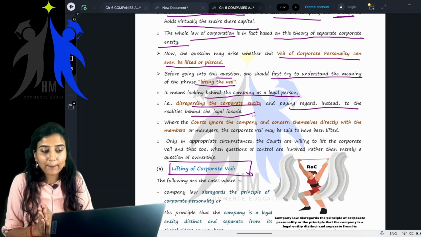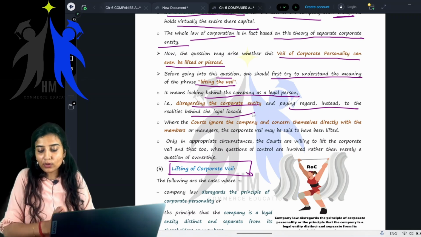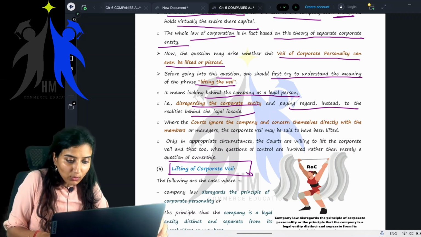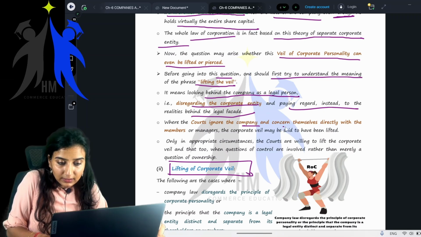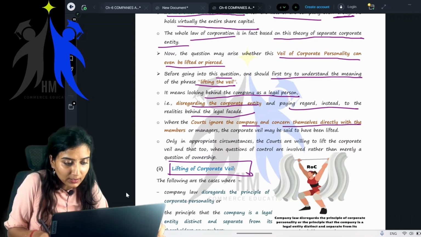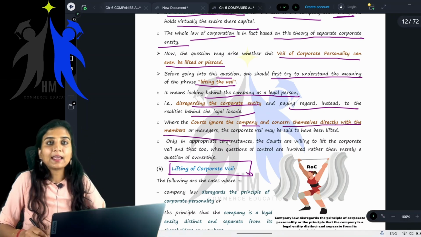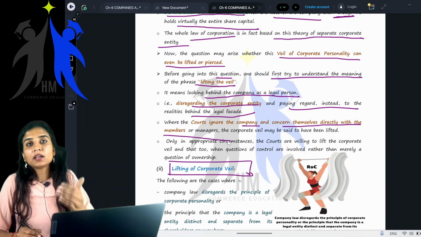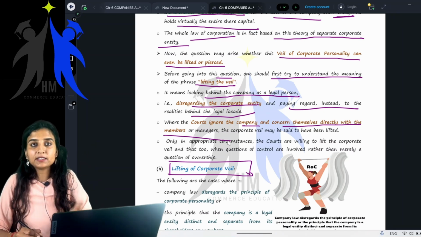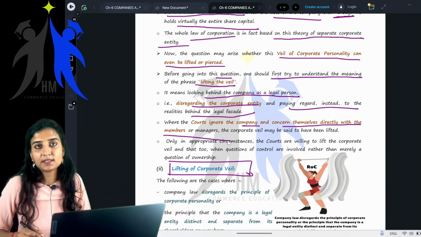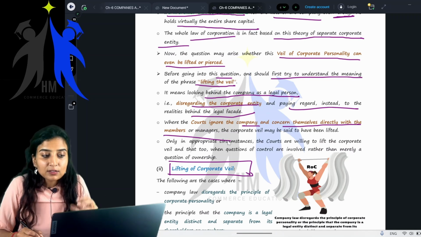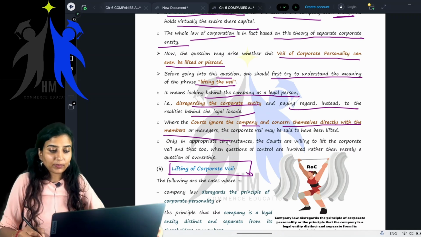When does this happen? You're going to see. Where the courts ignore the company and concern themselves directly with the members or managers. So the court will tell them, just get lost. What are you talking, company, company, company? You have done everything, you come to the front, leave that company aside. When does the court say this? We will learn.